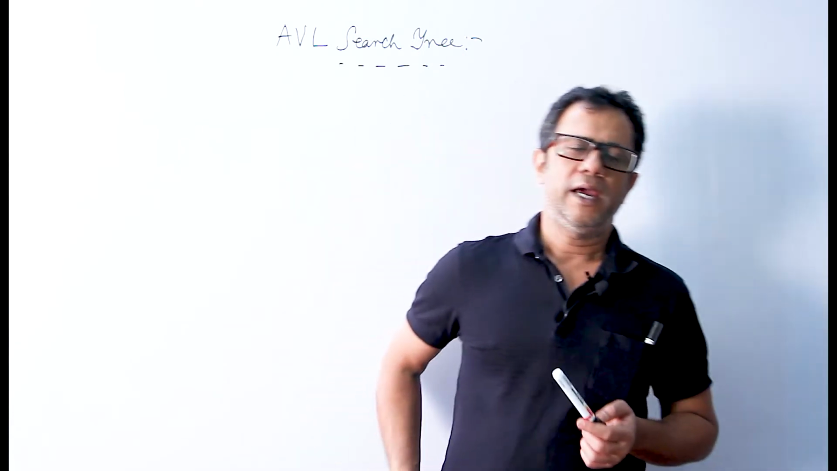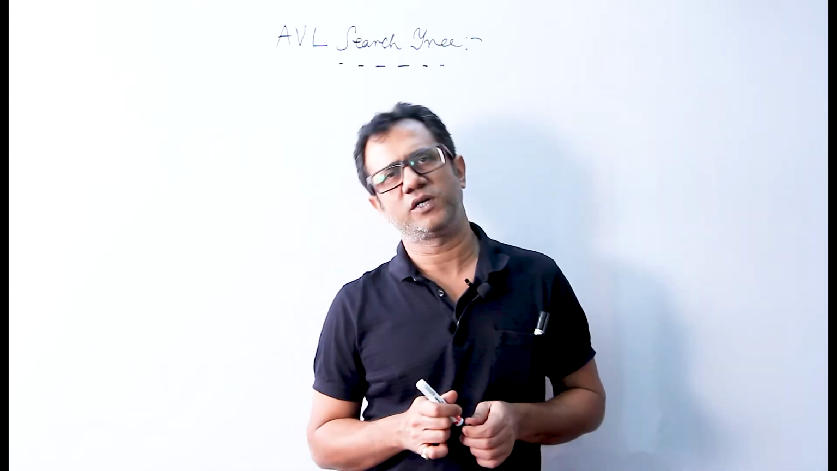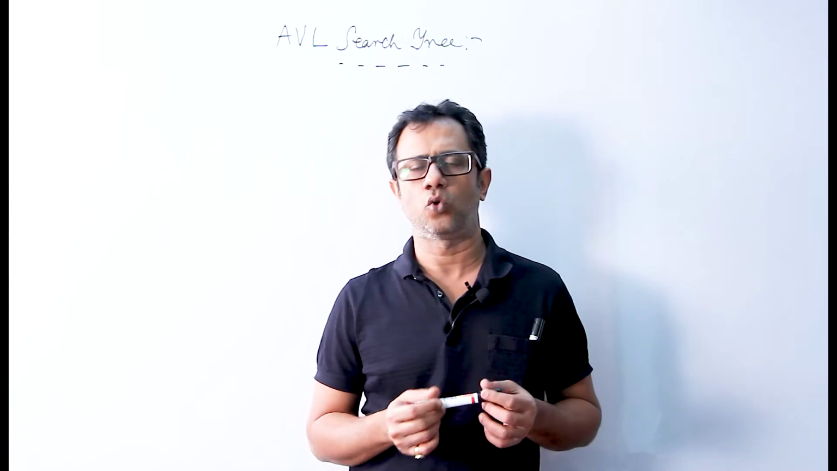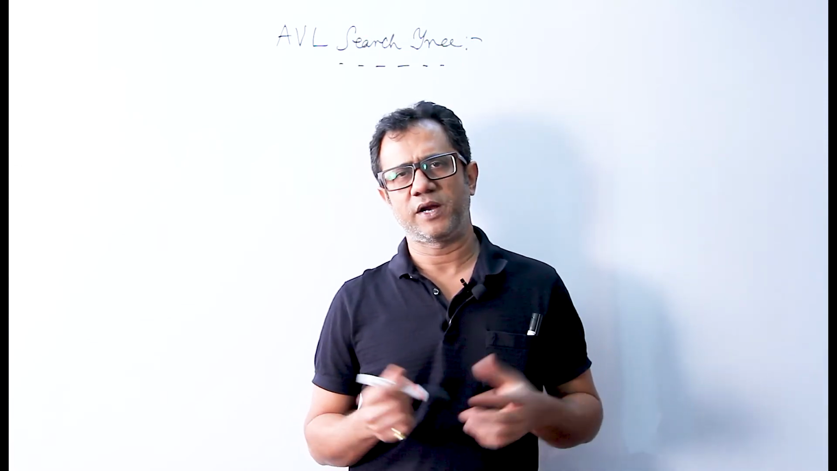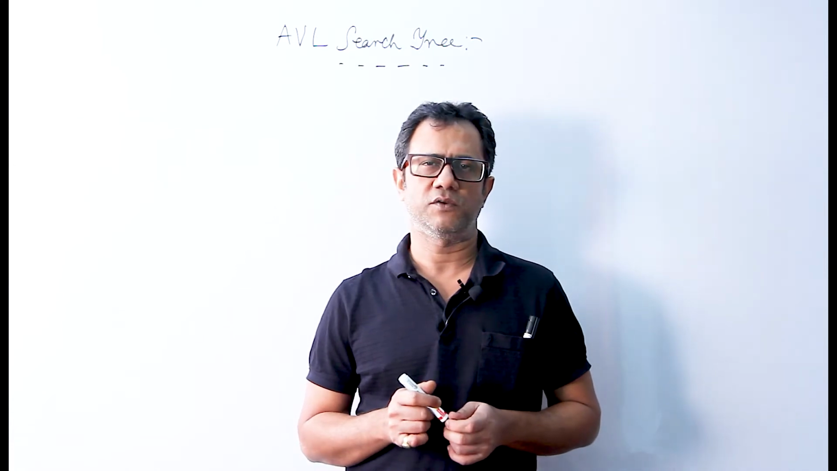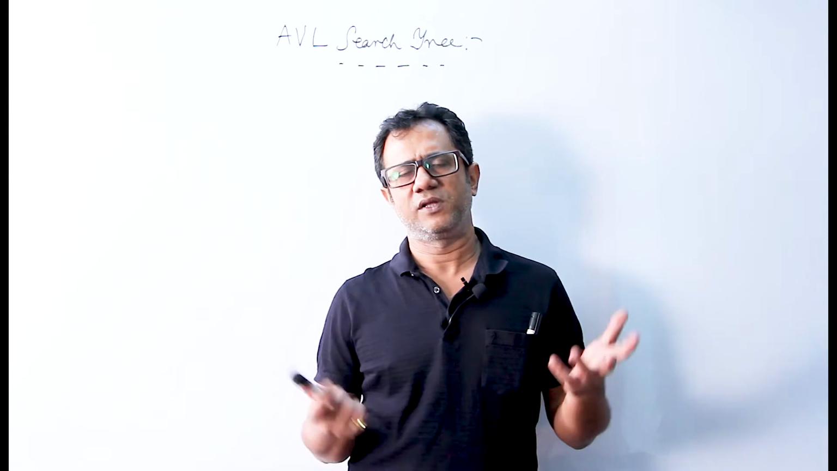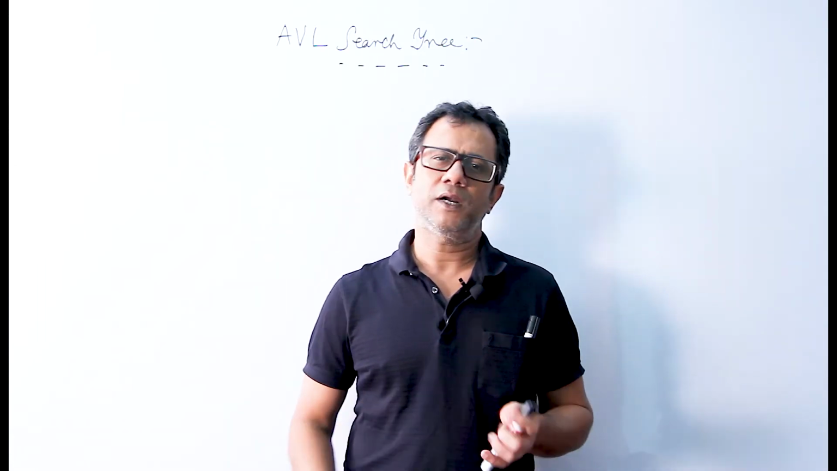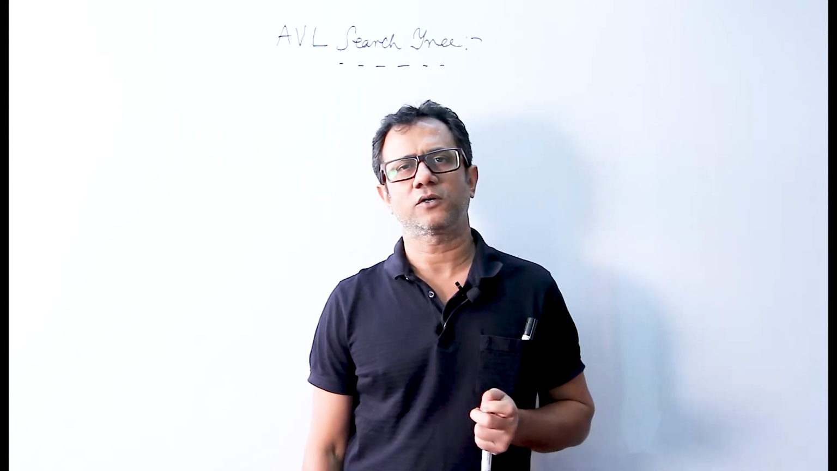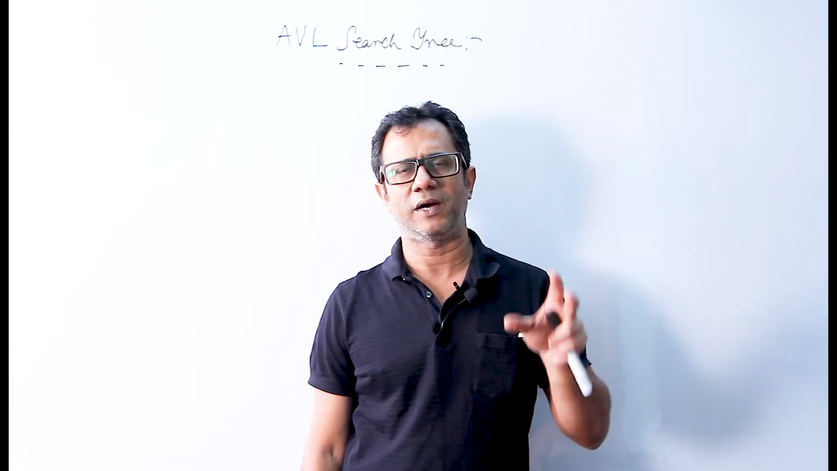An AVL Search Tree, as you know, is nothing but a binary search tree in which the balance factor of every node is either 0 or 1 or -1, as I have explained in one of my previous videos. If you go to that video and see what an AVL search tree is, then you will understand that the balance factor of each of the nodes is either 0, 1 or -1.